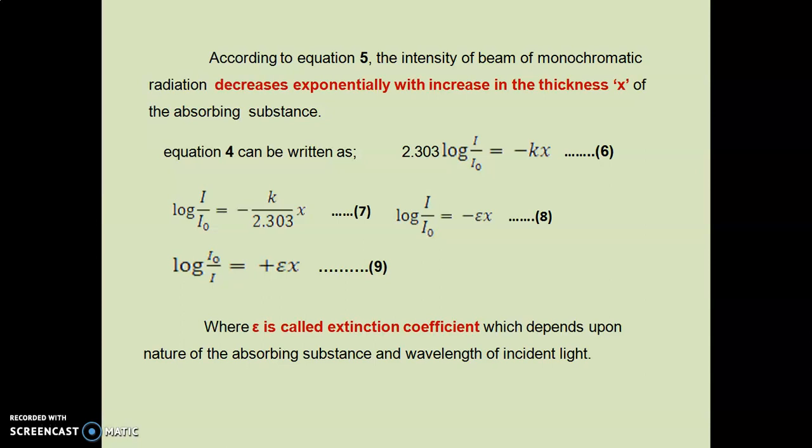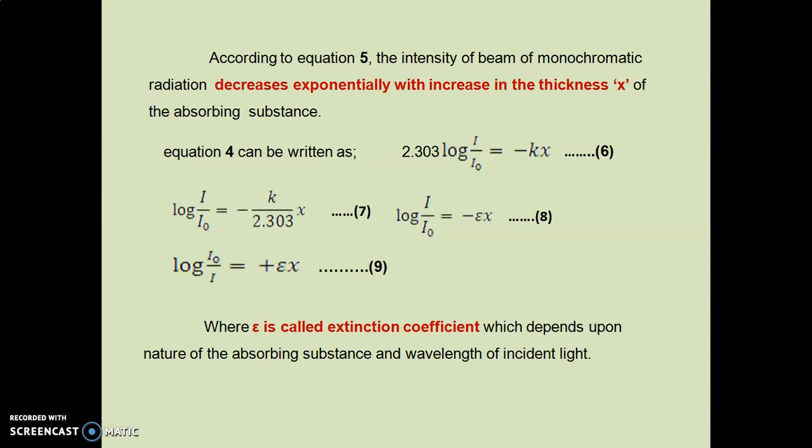Now equation 4 can be written with log to the base 10, so you have to multiply by 2.303. Then ln becomes log, that is log of I upon I0 is equal to minus k into x, equation 6. It can be written as log of I upon I0 is equal to minus k divided by 2.303 into x. Or it can be written as log of I upon I0 is equal to minus epsilon into x, equation 8. The equation can be written as log of I0 by I is equal to plus epsilon into x.